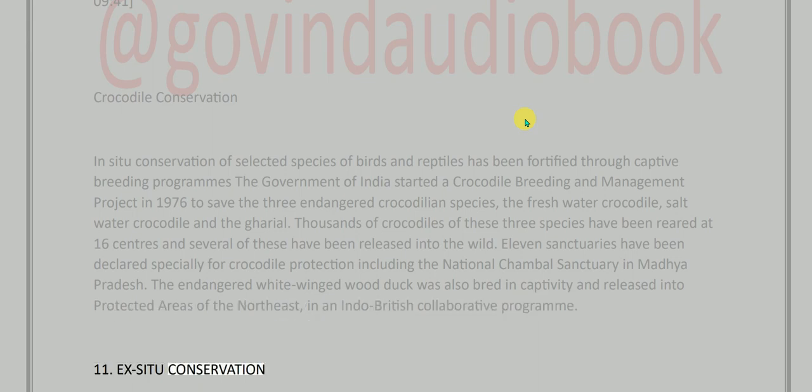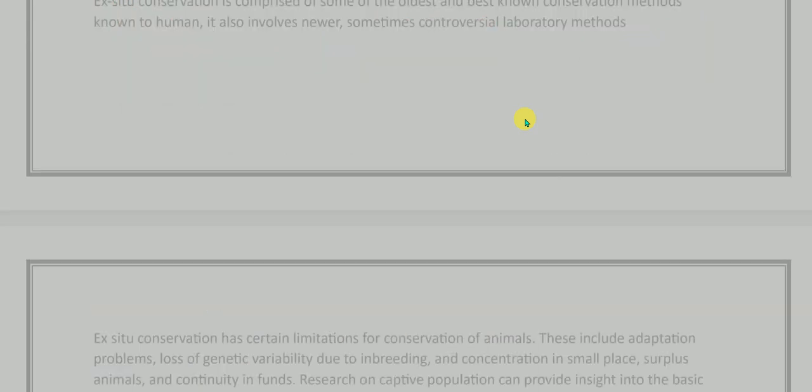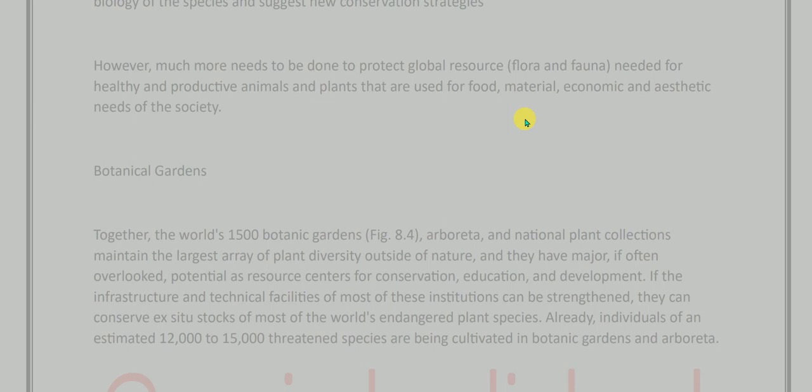Ex situ conservation. Ex situ conservation is comprised of some of the oldest and best known conservation methods known to humans. It also involves newer, sometimes controversial laboratory methods. Ex situ conservation has certain limitations for conservation of animals. These include adaptation problems, loss of genetic variability due to inbreeding, concentration in a small place, surplus animals, and continuity in funds. Research on captive populations can provide insight into the basic biology of the species and suggest new conservation strategies. However, much more needs to be done to protect global resources, flora and fauna, needed for healthy and productive animals and plants that are used for food, material, economic and aesthetic needs of society.